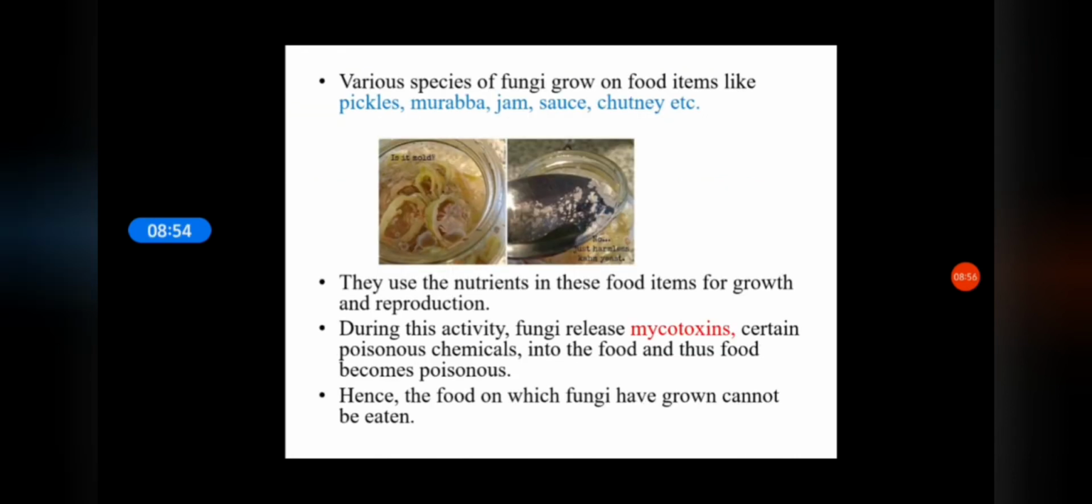Various food items also get spoiled due to fungal growth. As you can see in the following pictures, pickles, murabba, jam, sauce, and chutney are different food items. Fungi use the nutrients in these food items for their growth and reproduction. During this activity, fungi release mycotoxin, certain poisonous chemicals, into the food items, and thus the food becomes unsuitable for consumption. Hence, the food on which the fungi have grown cannot be eaten.